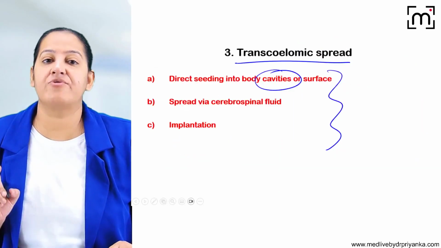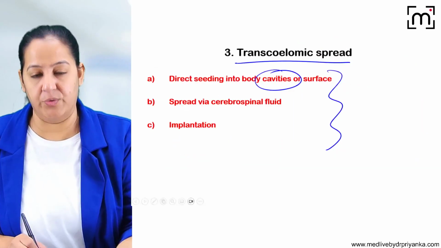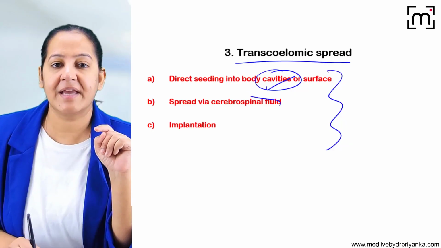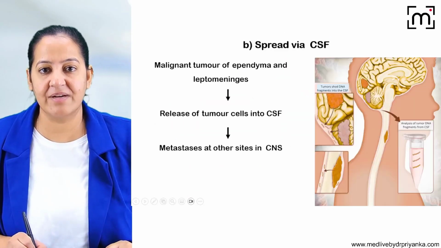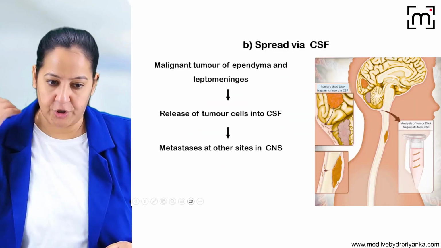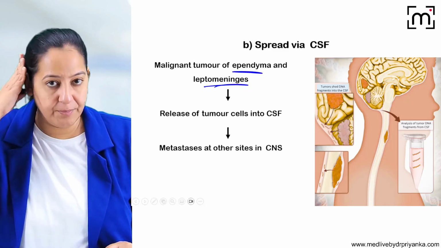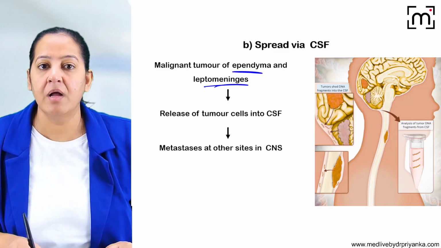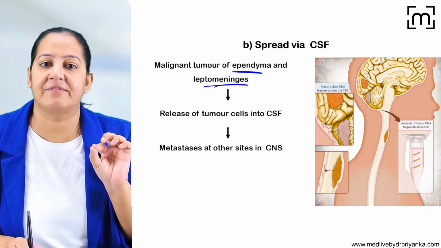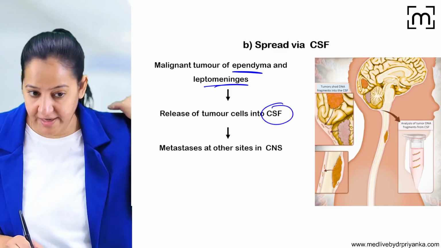That is the first way in transcoelomic. In transcoelomic, there are 3 routes. The first way is via cavity. The second is via CSF. For example, someone is having a brain tumor or spinal cord tumor, either in the meninges of the brain or spinal cord, or an ependymoma. So tumor cells are shed in the CSF. And via CSF, they move here and there.